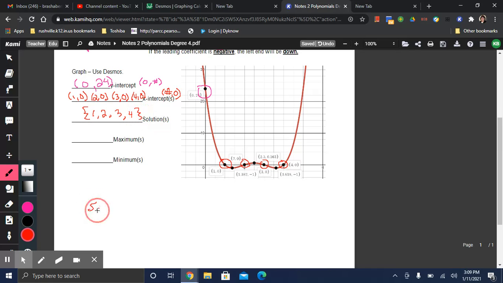Once again, the solutions are the x values from the x-intercepts.